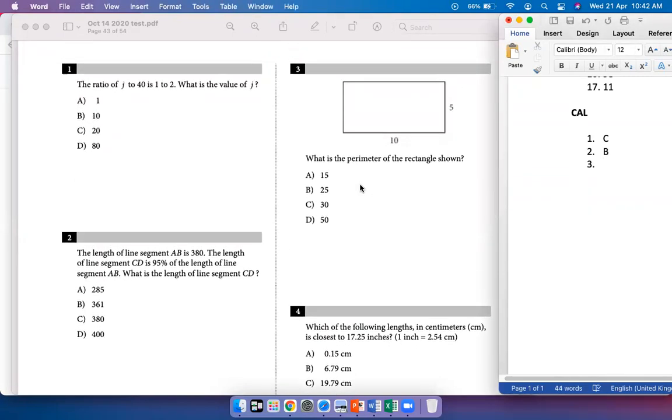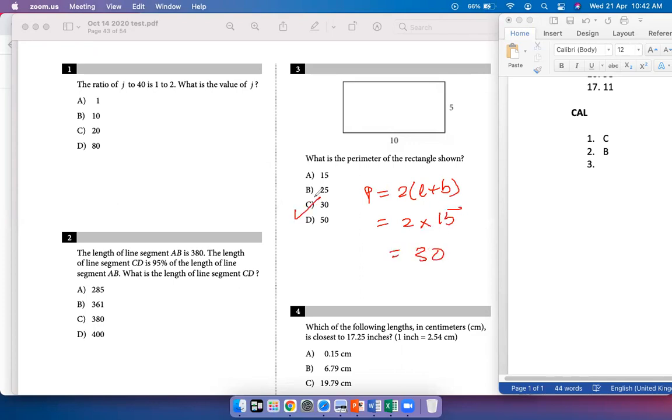Question 3, what is the perimeter of the rectangle shown? So the length is 10 and the breadth is 5, and the perimeter is 2 times the length plus breadth. So 2 times 15, which is 30. So C is the right answer, option C.